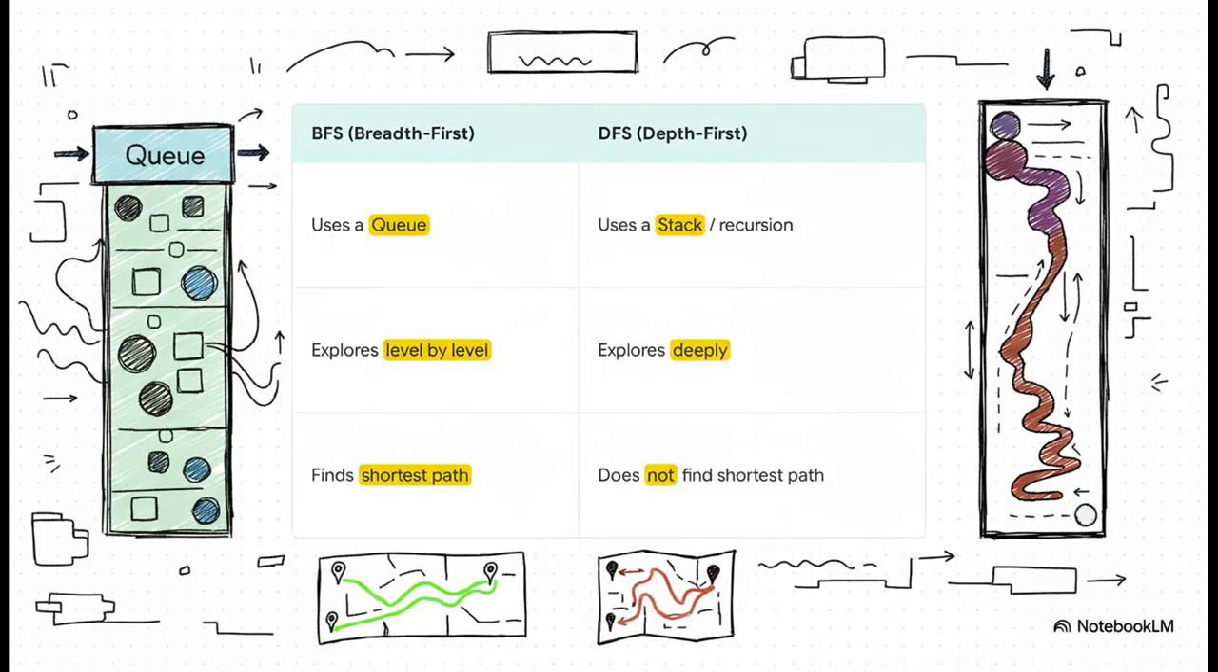Now, you can't really talk about BFS without mentioning its sibling, Depth First Search, or DFS. The key difference here really boils down to the data structure. BFS uses a queue to go wide, layer by layer. DFS uses a stack, which makes it go deep, exploring one single path as far as it can possibly go before it backtracks. And this means BFS finds the shortest path, while DFS does not.